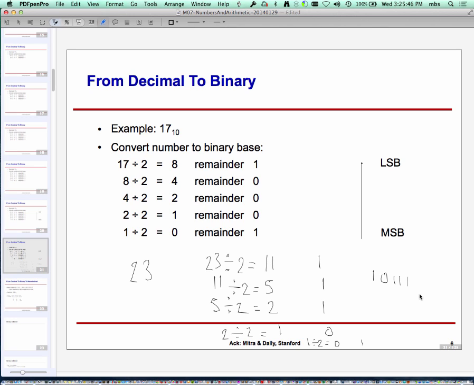So this gives us a general scheme. I can take any decimal number and play this game of repeated division by 2 to end up with my binary representation.